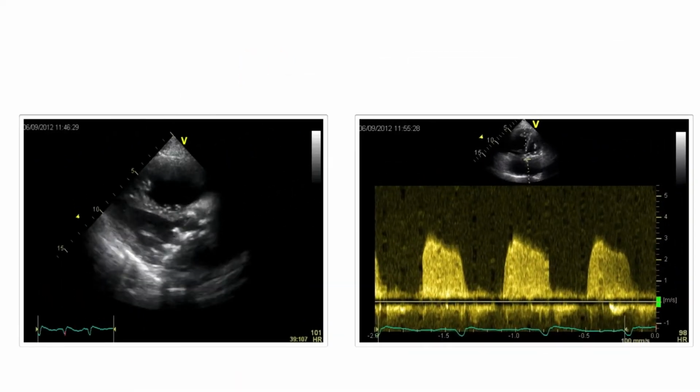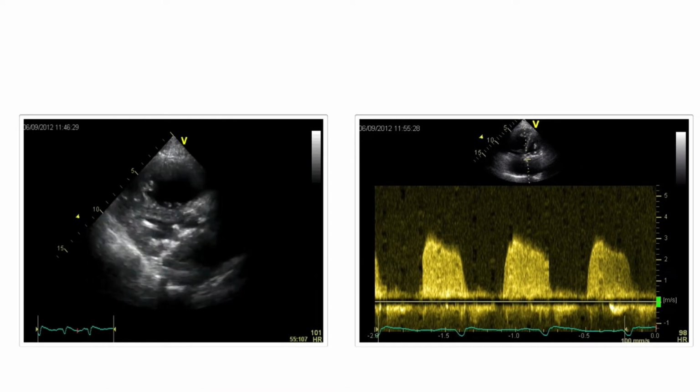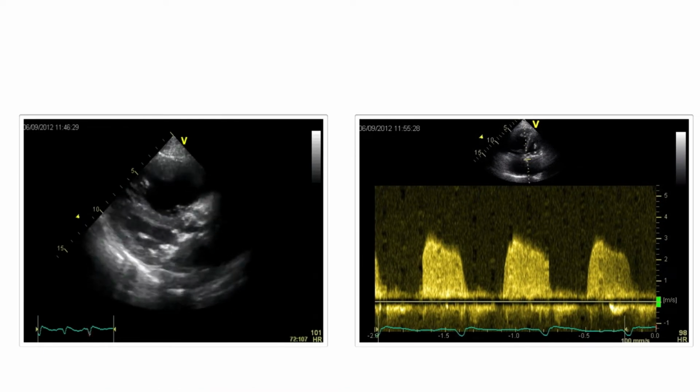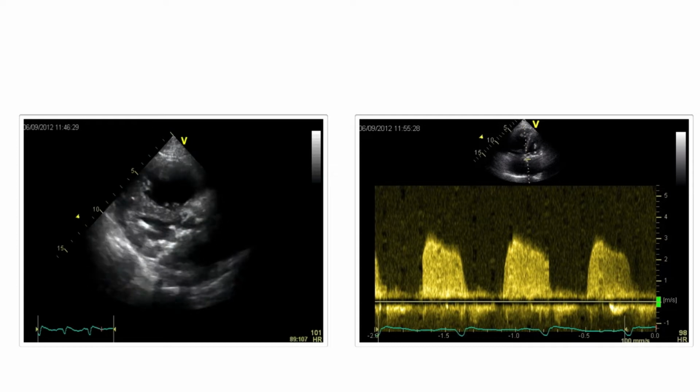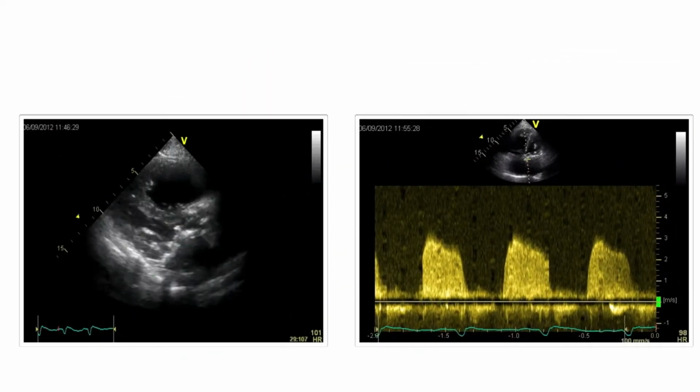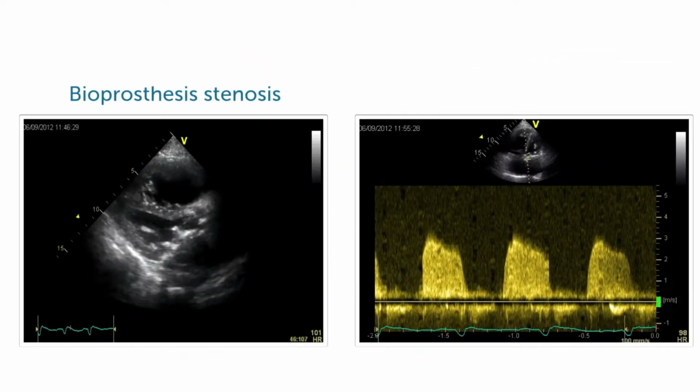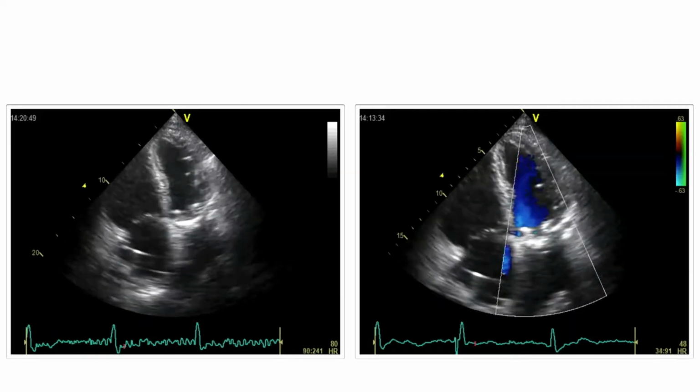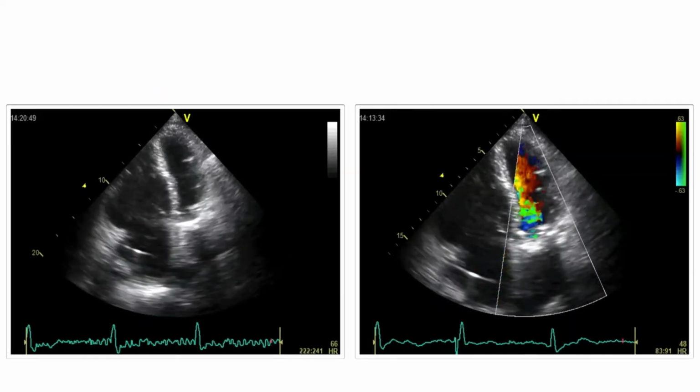Obstruction of the bioprosthesis. Can you see that the patient also has pulmonary hypertension? There's flattening of the intraventricular septum. Is this actually a biological valve? Well, yes, because you can see two of the three struts, which are typical for bioprosthetic valves. And see how turbulent the inflow across the valve is.